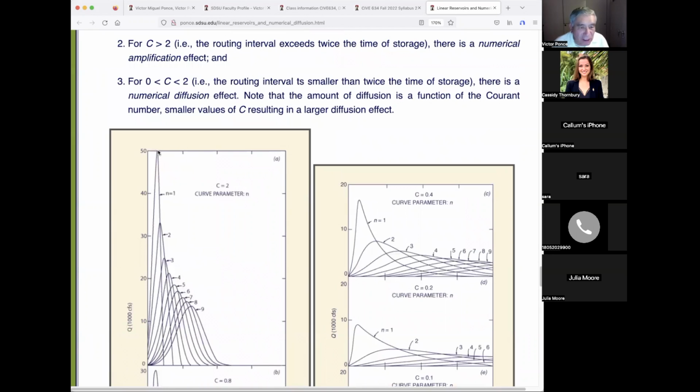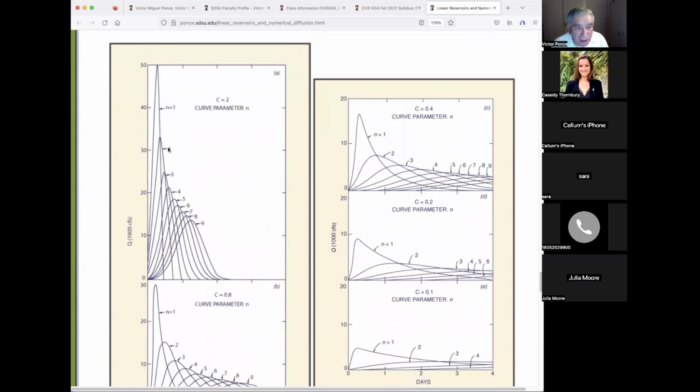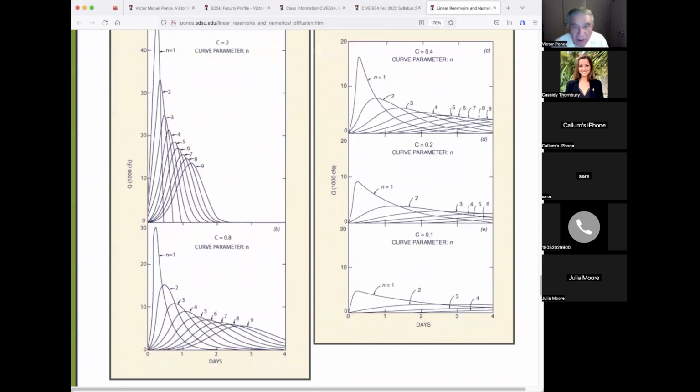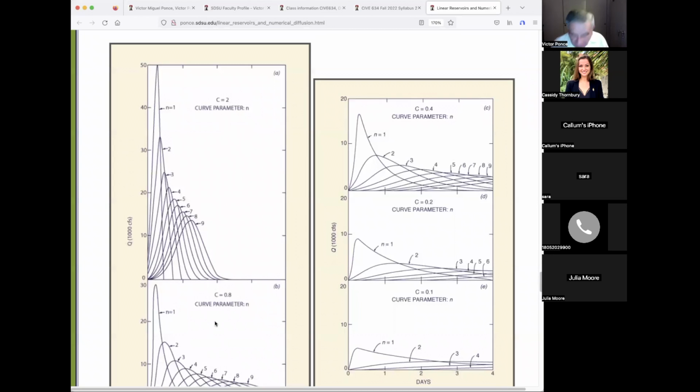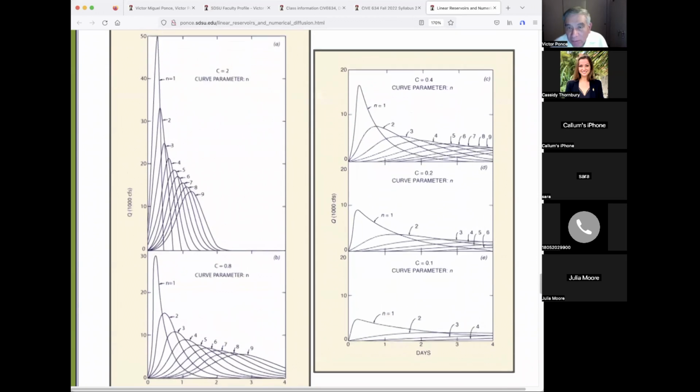It's 6 hours over here, then 2, 3, 4, 24 hours, right? Notice that this is 24 hours. This is a huge basin, right? And so now, if we use a Courant number of 2, we get this. Then for reservoir number one, we get this answer, the hydrograph calculated by the cascade of linear reservoirs, then 2, 5, 10, up to 9. That's for Courant number 2. For Courant number 0.8, you will get this, smoother, right? More diffusion. For Courant number 0.4, smoother, more diffusion.